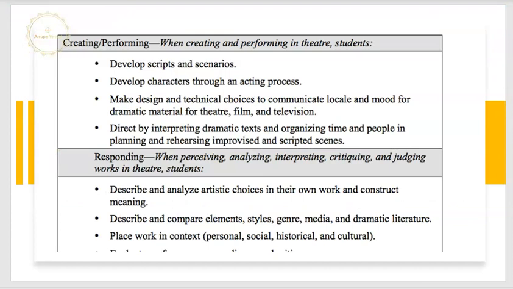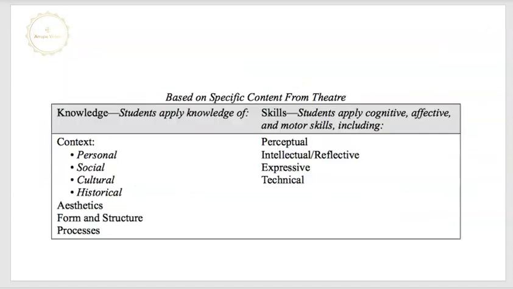This slide provides an opportunity to see how responding will work in theater, but there are very similar approaches in all artistic disciplines, especially in the performing arts, but also in visual arts. Responding in order to describe and analyze the artistic choices in their own work and construct meaning from them, and to describe and compare elements, styles, genre, media, and dramatic literature, and then to place these things in context through personal, social, historical, and cultural contexts. All of that being part of responding to the art, and all of it pertaining to that enduring knowledge and those questions that we spoke about in terms of backwards design. Again, this template is from the theater, but actually it's the same for all of the artistic disciplines.